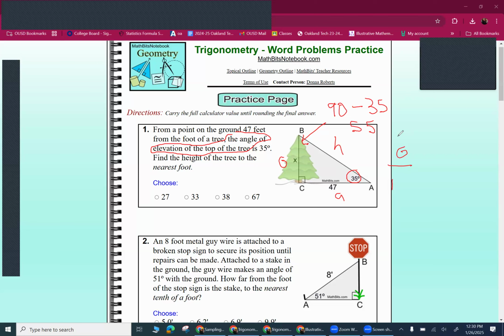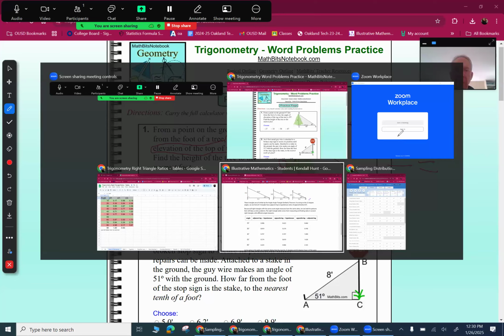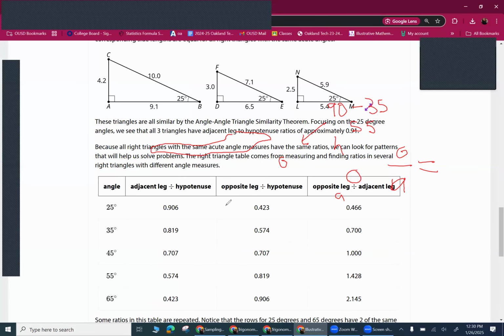Okay, how do we solve this one? Opposite, because I've got one and I'm looking for one. So I'm going to use the one that I have and the one that I'm looking for. And then I'm going to look up the magic number in my table, which from the book for 35 degrees was 0.70, opposite over adjacent. So the relationship between those two is 0.7.